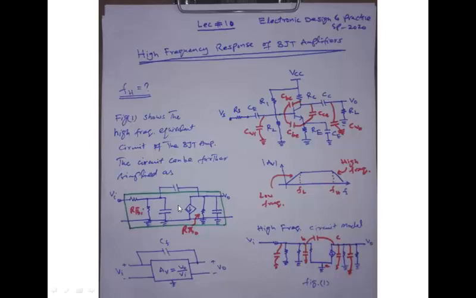Further, this circuit can be simplified. As you can see, if we for the time being ignore this capacitance, then this circuit has two portions. One is the input side and the other is our output side, and this capacitor couples these two input and output sides. So this is a capacitor which couples the input and the output.